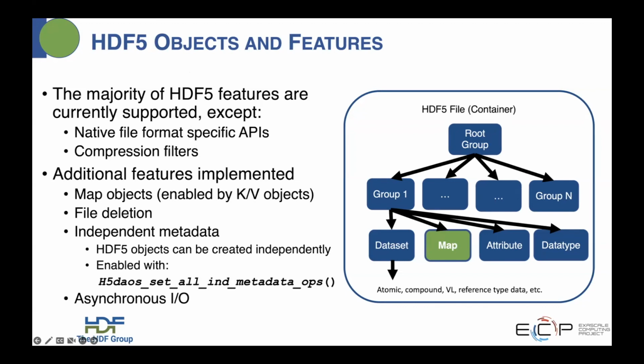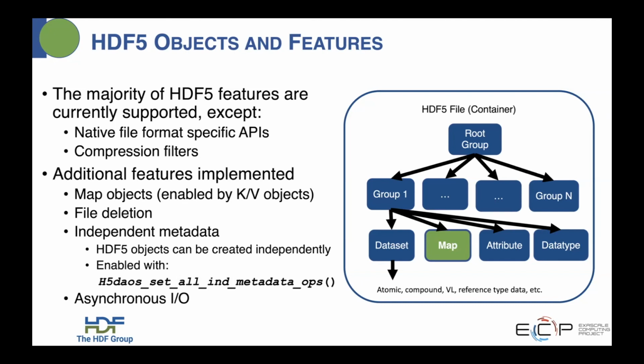Another thing is, for the majority of the features in HDF5, compression is currently not supported with the DAOS VOL, and neither are any of the APIs that have to do with a native file format. Some additional features you'll find with DAOS: we have map objects, so you can do key-value objects. There are new APIs for file deletion. In DAOS, it's not straightforward how to delete an object, especially if you're not using unified namespace, so those APIs help you do that.